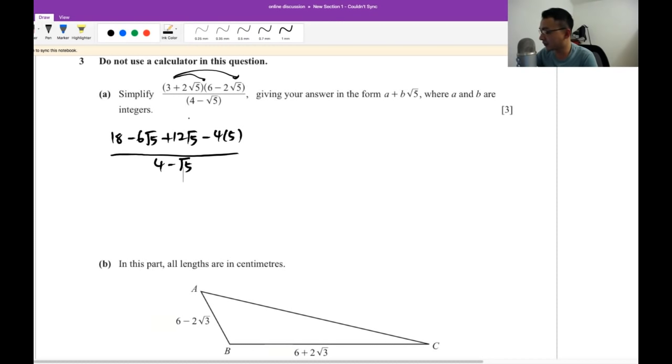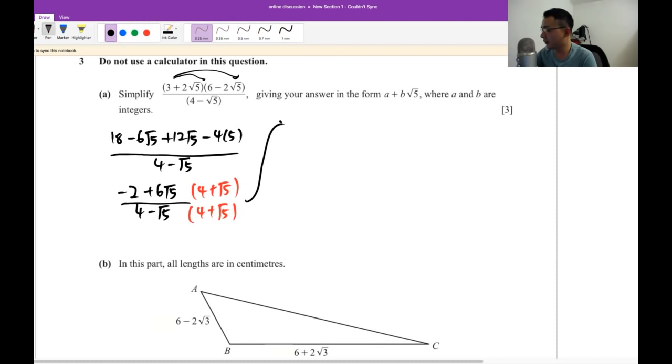Alright, we just simplify this one. This one gives me negative 20, so I get minus 2. This one will give me another plus 6 surd 5 over 4 minus surd 5. And then I do the rationalize process. I will multiply 4 plus surd 5 for both.